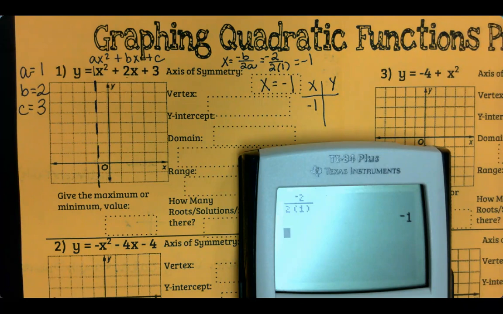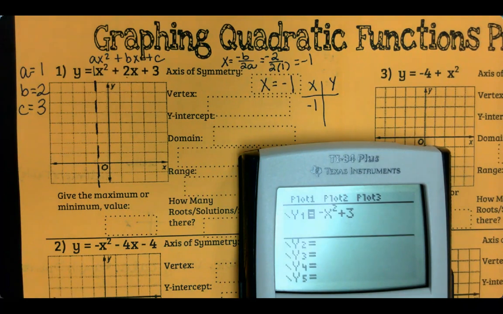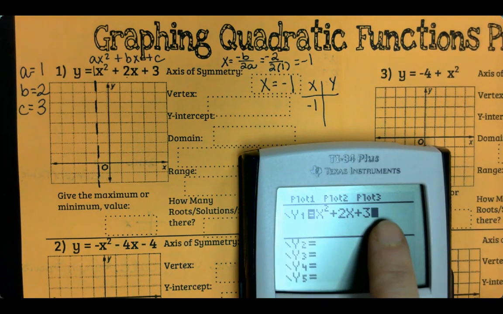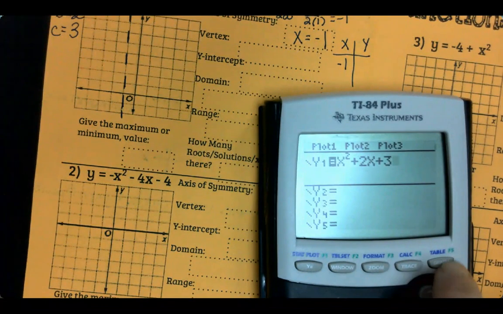So we're going to plot it in y equals. Everybody go to y equals. Plug this in: x squared plus 2x plus 3. What I say to do first is just look at the graph to get an idea of what it looks like, and then go to the table to get a few points. So make sure this is in. Then hit graph, which is just that last gray button.